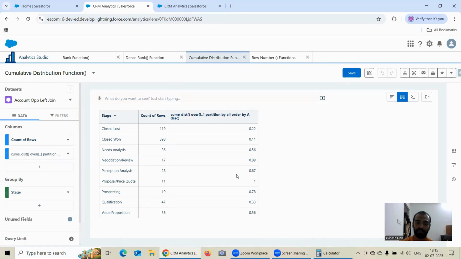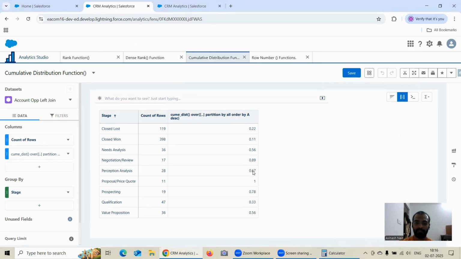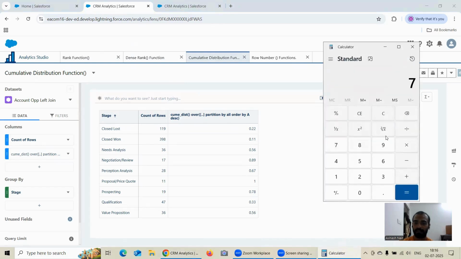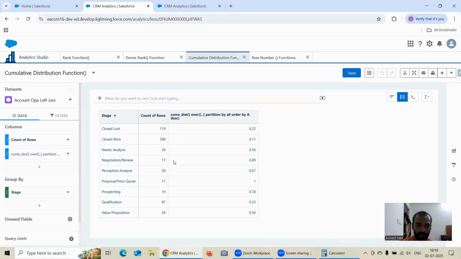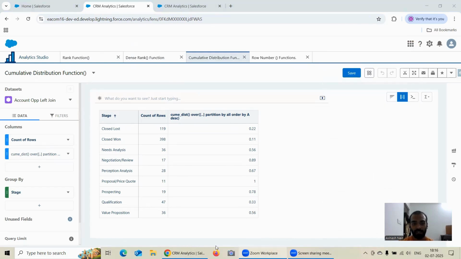Then after 36 you have 28, so it is like 6 by 9. Again, if I do 6 by 9, I think you all can do the division. It's like 0.67, which you see over here. After 28 you have 17, right? So 6 by 9 is like 7 by 9. Just a moment. After 28, sorry, you have 19. So it is 0.78, which makes sense. Not 17, it's 19. Fine. So that is something you're able to calculate. That is all about cumulative distribution.